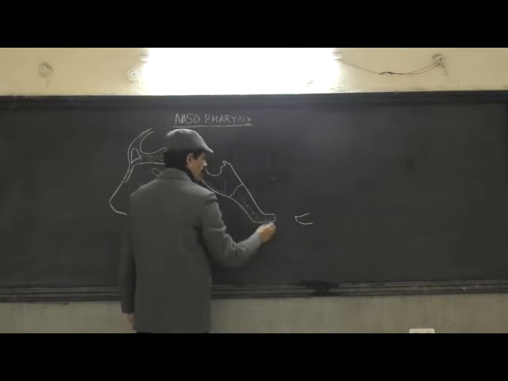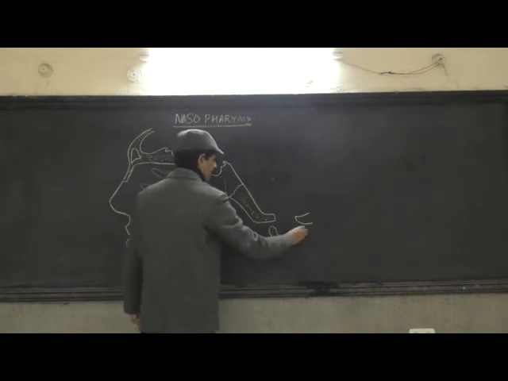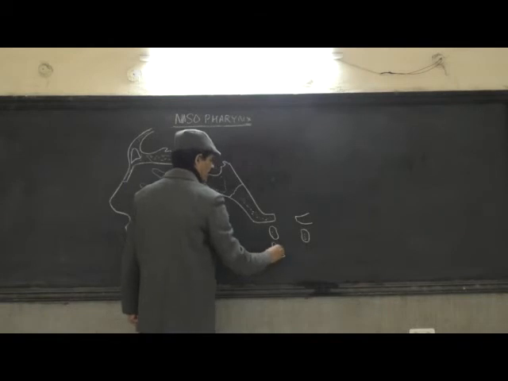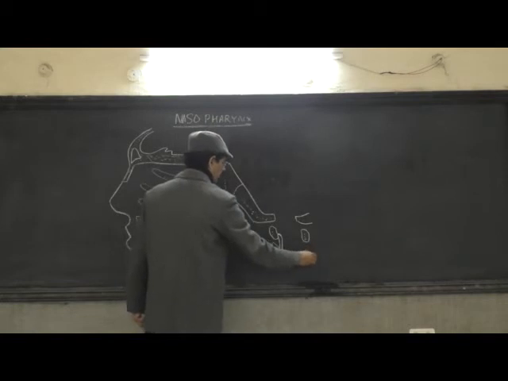And below the foramen magnum is the articulation of the anterior arch of the atlas. This is the posterior arch of the atlas. Then this is the C2 vertebra, the body, and the odontoid process. Behind is the bifid spine of C2.